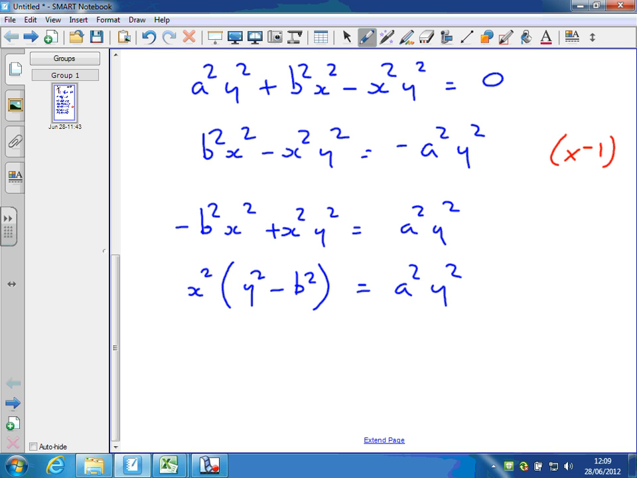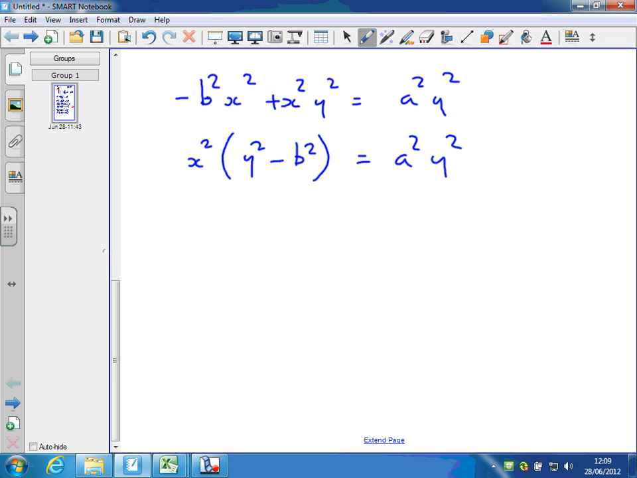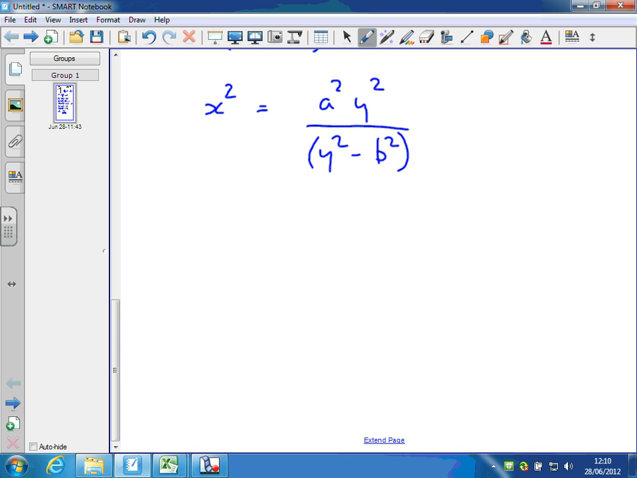So now, having factorized, I can then divide both sides by that term, y squared minus b squared, to get x squared on its own, equals a squared y squared over y squared minus b squared. And then finally, square root both sides to get x. So x equals the square root of all of this, a squared y squared over y squared minus b squared.